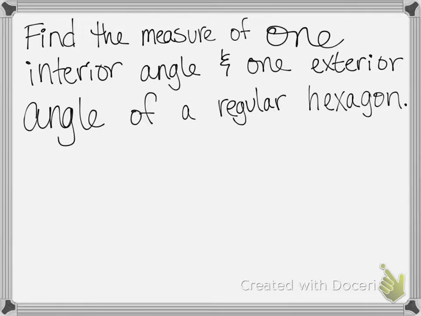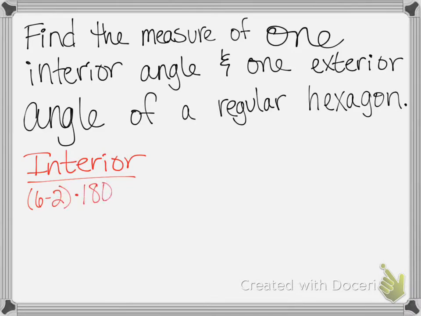So if we're going to focus on the interior angle, the first step is to find the sum. How would I find the sum of the interior angles? Good. So we use that formula. 6 minus 2 times 180. What do we get? 720 degrees. So that's if I were to add all of the angles together.